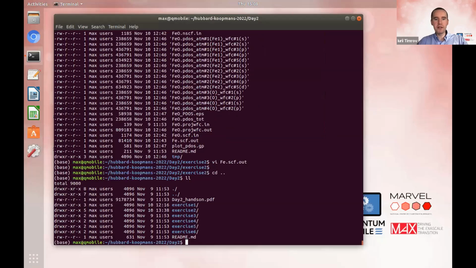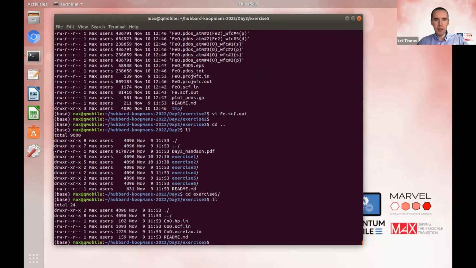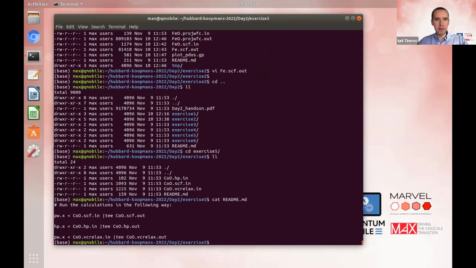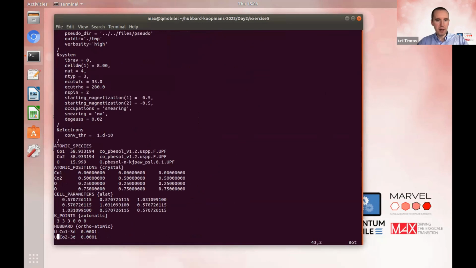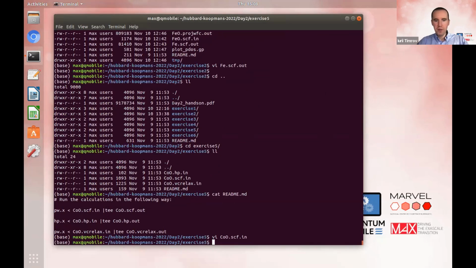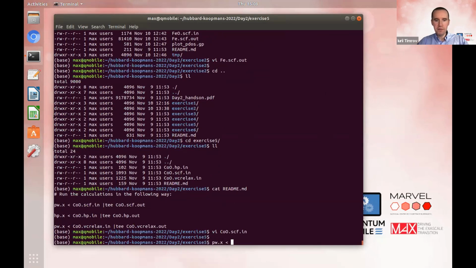Now we go to exercise 5. Okay. And here we have the README file. Let's just check that all is good in the input for the SCF with PW. Yes, all correct. So let's just execute it.